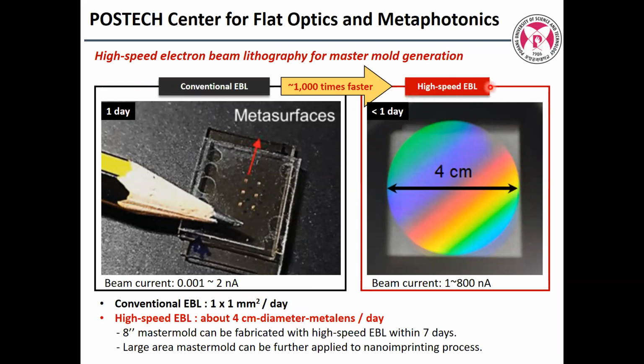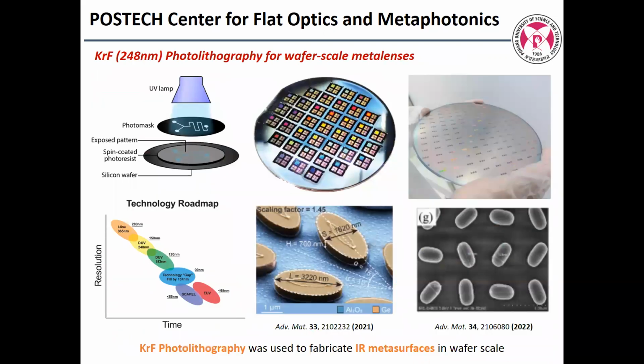High-speed e-beam is basically nothing special, but a high current e-beam. So we can make a large scale master mold about 1,000 times faster than previous typical fabrication. KrF deep UV lithography was first used to achieve IR, near IR metasurfaces, but its resolution is still limited in the IR range.